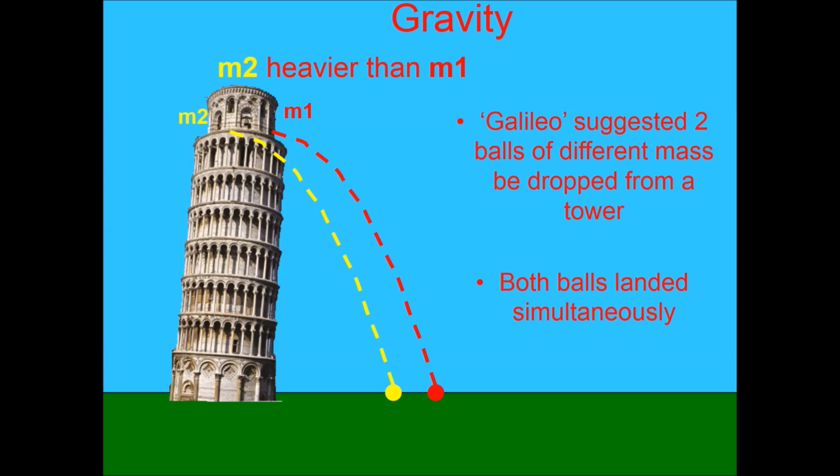And quite often, people will forget this when they're doing calculations and make a statement that the bigger mass will hit the ground before the smaller one. This is not true.